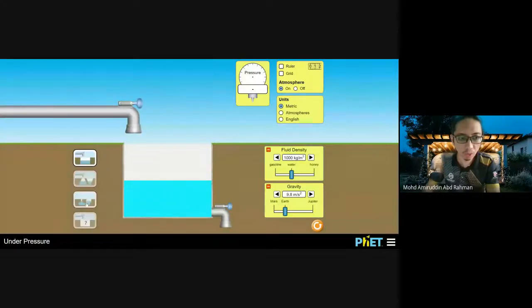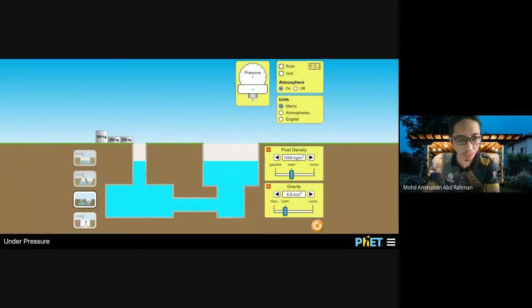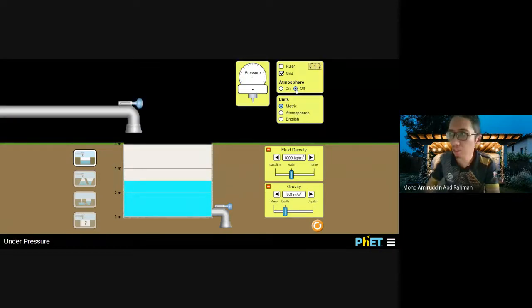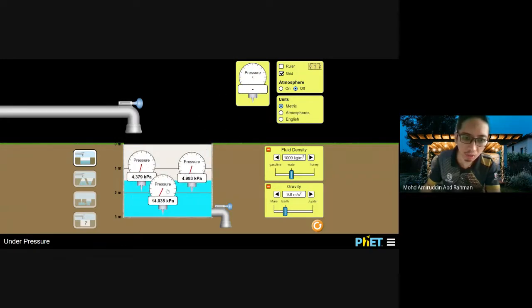Basically, you have 4 different kinds of simulation over here: the first one, the second one, the third one, and the fourth one. You can first select display grid and atmosphere off, so basically you don't have the atmosphere. You can drag around the pressure cloud. This is the pressure cloud. You can have many pressure clouds if you want.